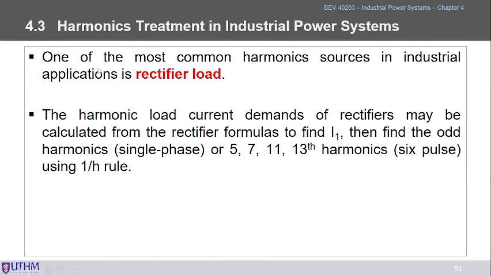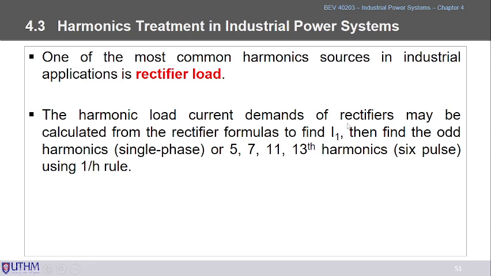Okay, so this is one of the most common harmonic sources, the rectifier loads. As I told you just now, it depends on how many pulses you have. Let's say you have 6 pulse, that means you will have 5, 7, 11, 13, and so on. It is using the 1/h rule, where h is the harmonic order that we want to find.